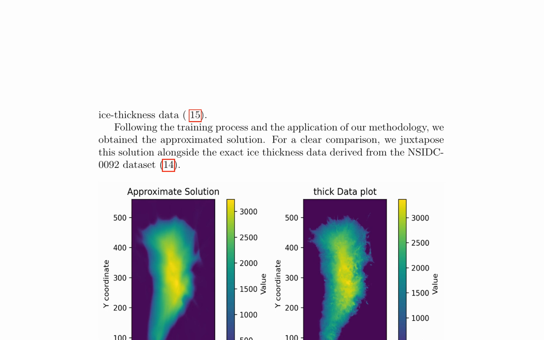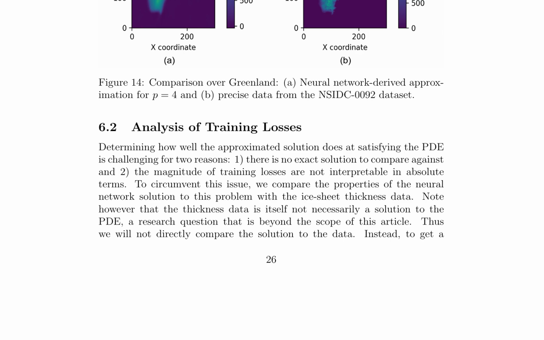To assess the performance of the approximated solution, the authors analyze the training losses, acknowledging the challenges in evaluating the solution's accuracy due to the lack of an exact solution and the non-interpretable nature of training losses in absolute terms. Instead, the authors compare the properties of the neural network solution to the ice sheet thickness data, recognizing that the thickness data itself may not necessarily be a solution to the PDE. This approach enables an indirect evaluation of the approximated solution, providing insights into its performance.